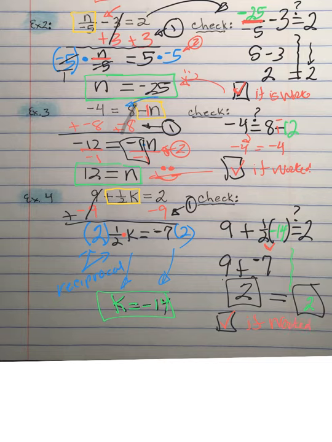Right? So solving a two-step equation by undoing the adding and subtracting first, then undoing the multiplication division, and then checking your answers by evaluating the expression to see if you get the same number on both sides.